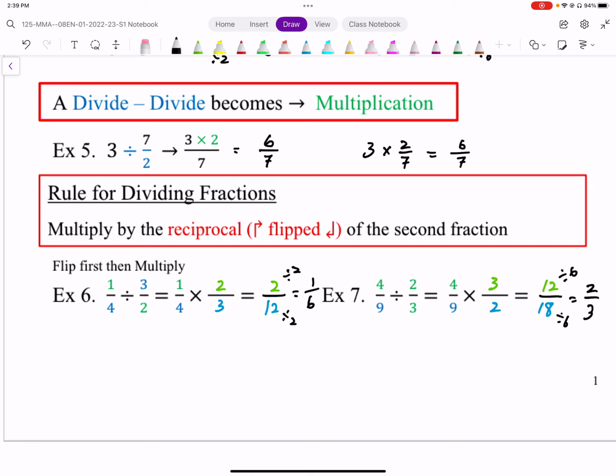So 4/9 divided by 2/3 is equal to 2/3. Another way to think of this is the answer 2/3 times the divisor 2/3 equals the original number 4/9.